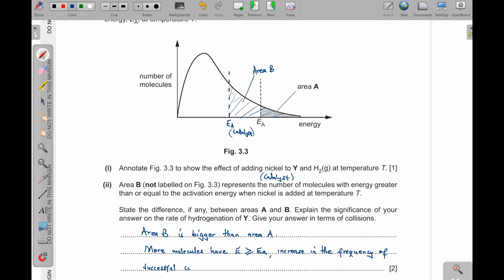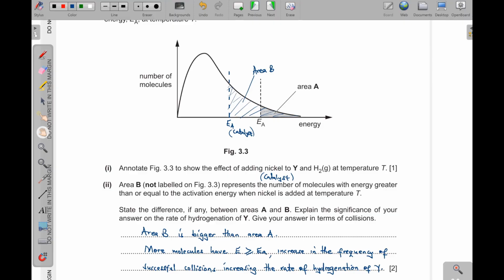Successful collisions. Because many have got the energy to react, the collisions are going to be successful. As simple as that. Then this one here will increase the rate of the reaction. You see that? Increasing the rate of hydrogenation of Y. As simple as that.